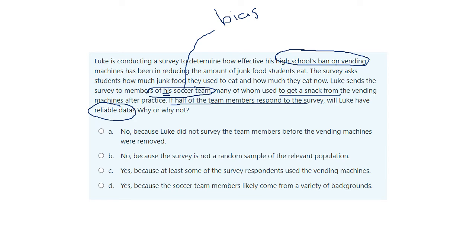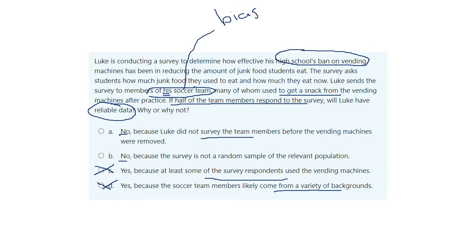So cannot be yes. Even though they might come from a variety of backgrounds, there are a lot of people that would not be included. And some of them use the vending machines, yes, but what about people that do not like sport? What about people that are unhealthy? So no is going to be part of the answer.